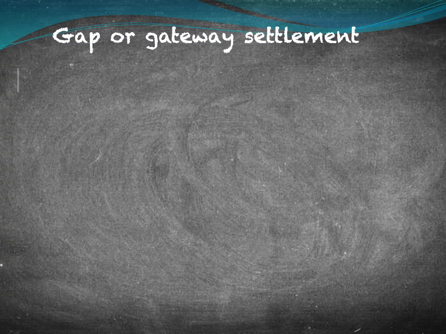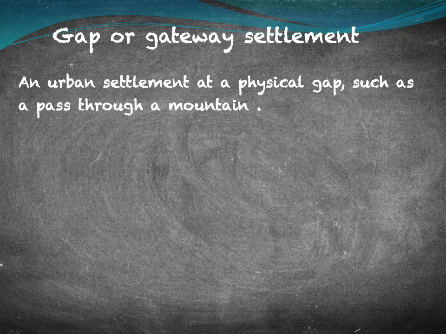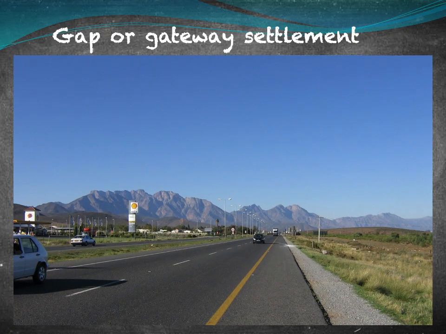The next type of urban settlement is a gap settlement. Now, what do we mean by a gap settlement? It's an urban settlement that has a physical gap, such as a pass through the mountain. And when you go down to Cape Town, you get to the town of Worcester, and Worcester is in the gap in the Cape Fold Mountains. And so that town developed because through this gap, people could travel down towards Cape Town. And so because there's a gap in the mountain, that town could develop as a point of trade.